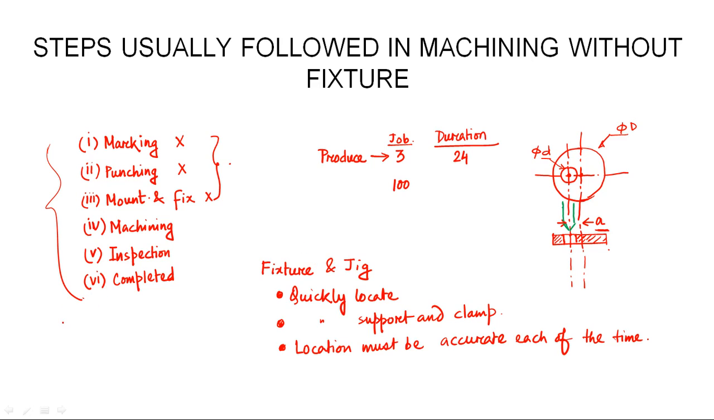Okay, so what is the difference between a fixture and a jig? A fixture is where we can only give support to the job, locate the job and clamp the job. And what is a jig? A jig can do all the things that a fixture can do, and in addition, the jig can also guide the tool so that the tool can pass through the exact location. That is the basic difference between a jig and a fixture. A jig can locate and guide the tool, but the fixture cannot guide the tool.